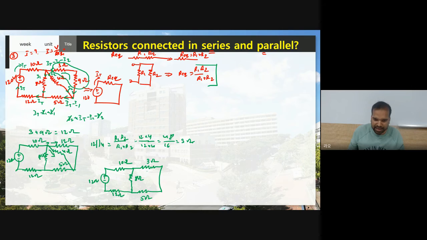Now see, the same current is flowing in the 3 and 5. Therefore I can add 3 plus 5. This is what? 8 ohm resistor. Now can I replace this circuit? Instead of this 3 ohm and 5 ohm, can I use a single resistor with the value of 8 ohm? Of course.